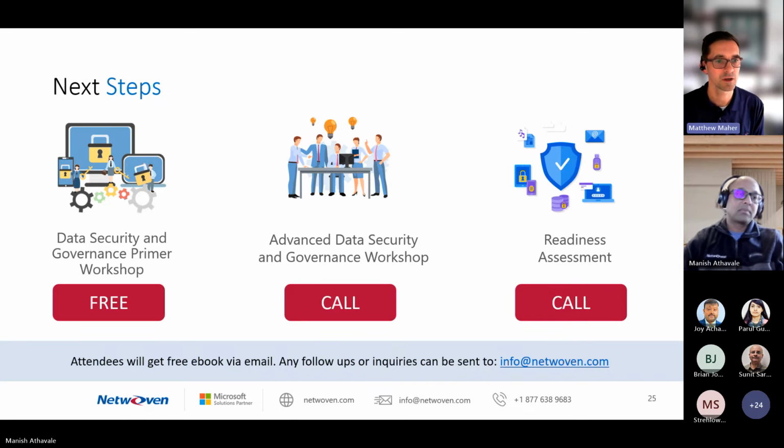We also offer a readiness assessment to understand where you are in terms of adopting newer technologies from a compliance standpoint. So, are you able to enable Copilot in all of your regions, or are some of your regions fighting regulations against it? If any of these workshops sound good, please email us at info@netwoven.com, and one of our sales folks would be happy to reach out.